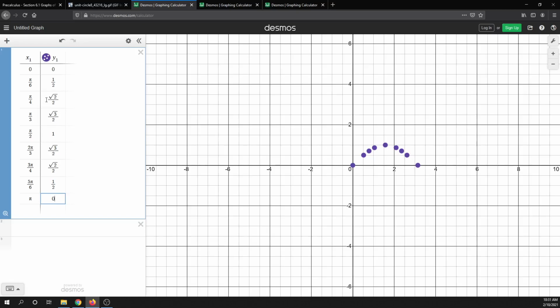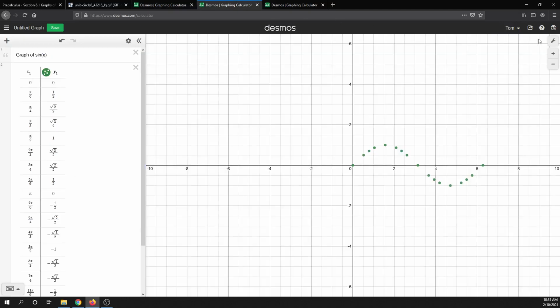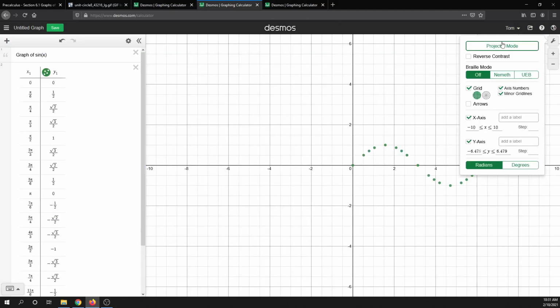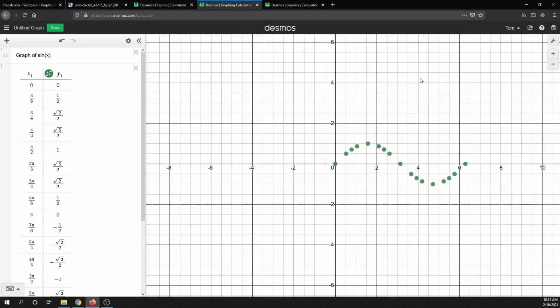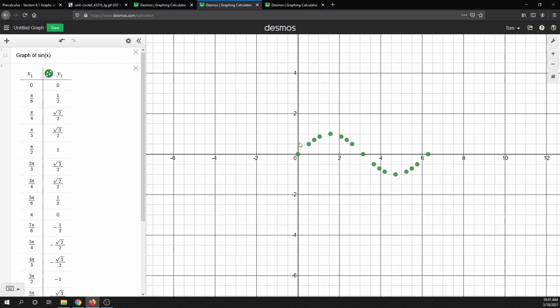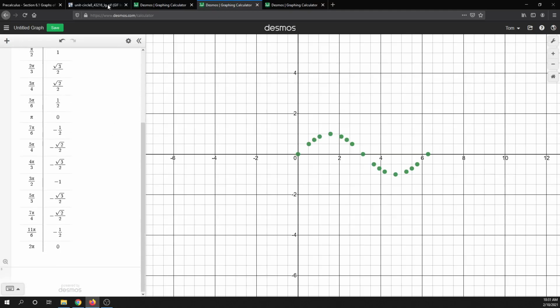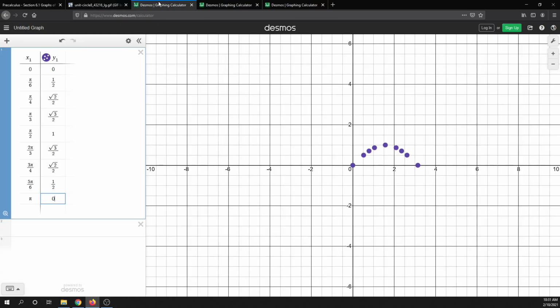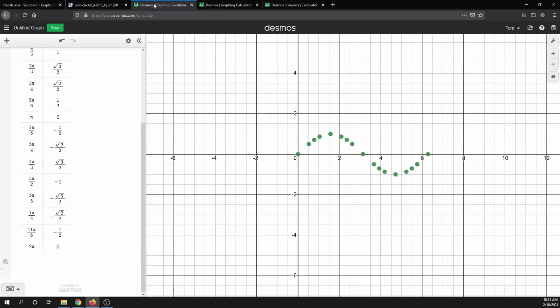All right, so I'm going to go ahead, and I've already done this out just to save a little time. And so when I do all of the values, all those points that we got from these points on the unit circle, this is what it would look like.